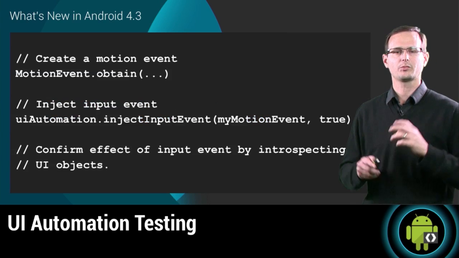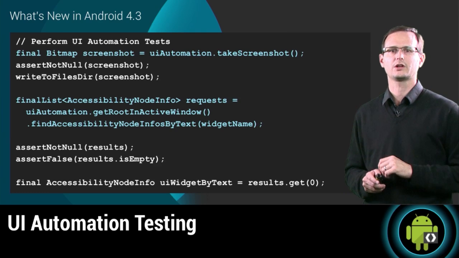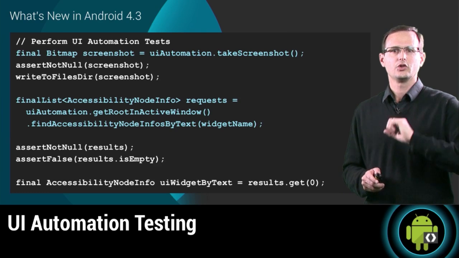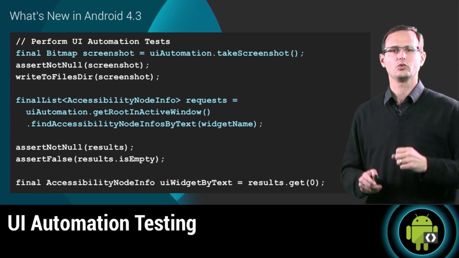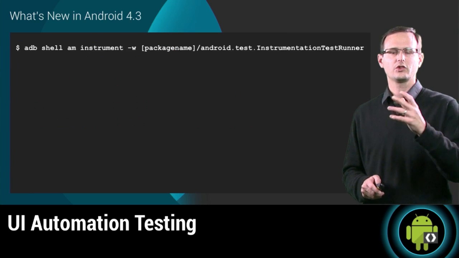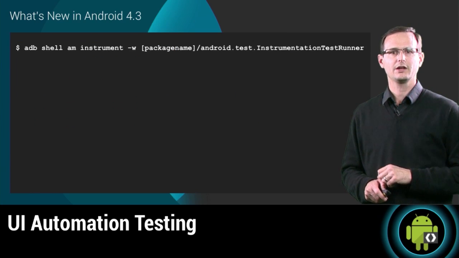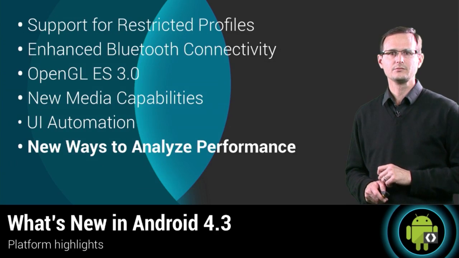You can then perform tests by creating events and injecting them into the message loop and confirm the results by introspecting UI elements. You do this by obtaining the root accessibility node of the UI and searching for the screen element you want to inspect, either by name or by ID. Execute your tests using the adb am instrument command, specifying the -w flag, package name, and test runner.